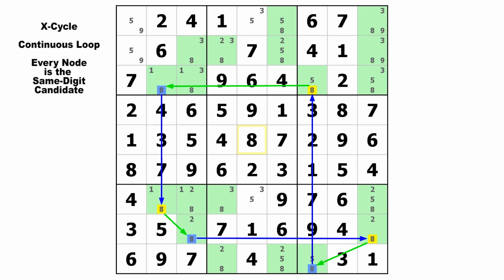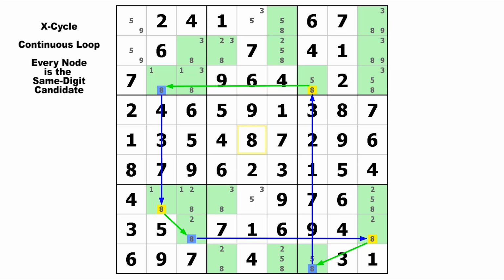Now, if we remove any one of those 3 weak links, i.e. the green colored arrows, we will be left with an open-ended AIC type 1 where the 2 endpoints lie in the same house. And because we know that one of those 2 endpoints must be true, we can eliminate any other same-digit candidate that can see both of the endpoints, right? So just like we saw in the earlier example with the X-wing, because this loop is indeed continuous, all 3 of those weak links have now become strong links.